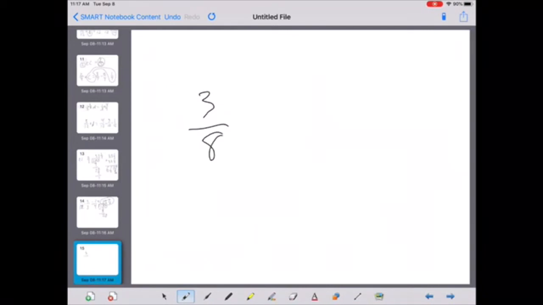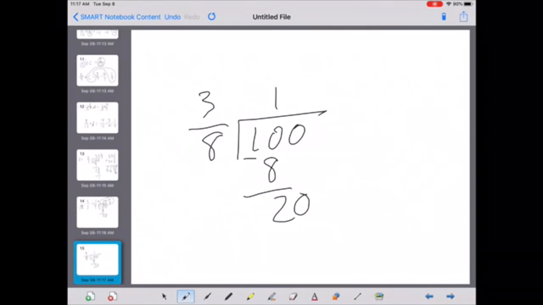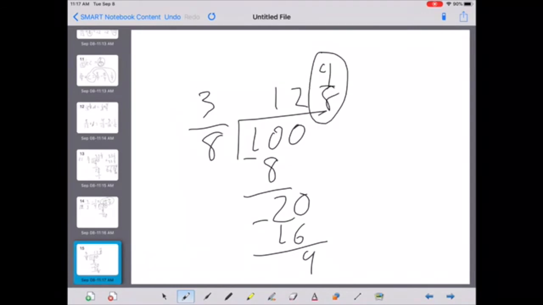23, what percent is 3/8? Percent means out of 100. Here I go. Divide by my denominator. 8 into 10 once. 8, subtract, 2, bring down. 8 into 20, 2, multiplied, 16, subtract, 4. And I got an answer of 12 and 4/8.